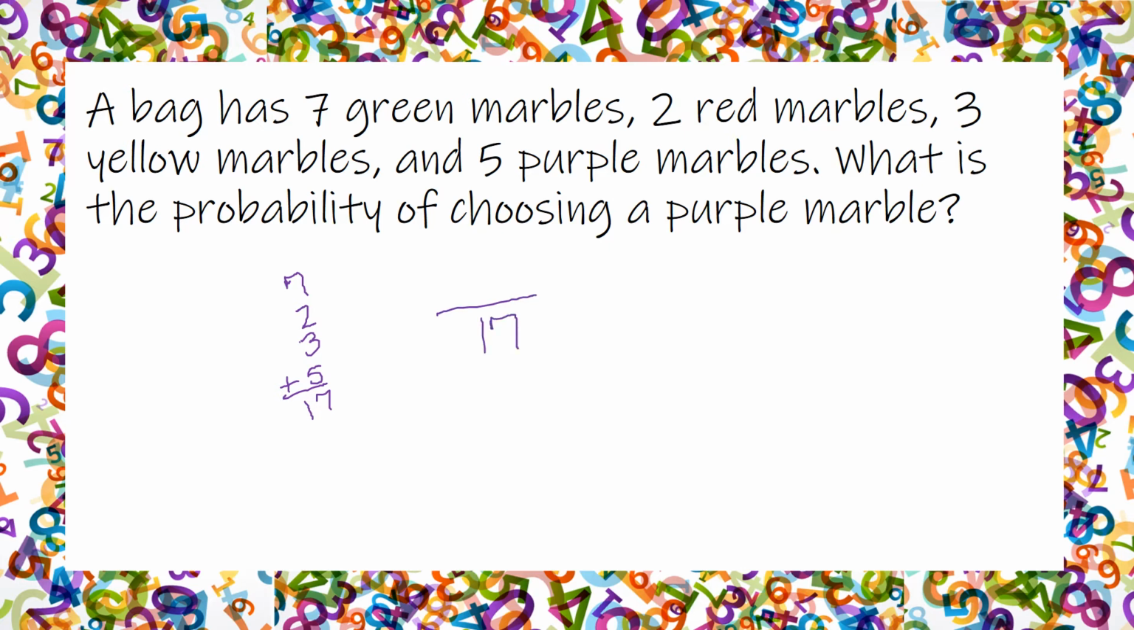And then I count how many purple marbles there are, and there are 5. So the probability is the purple over the total. So 5 out of 17. And you could write it like that, or you could write it like this.